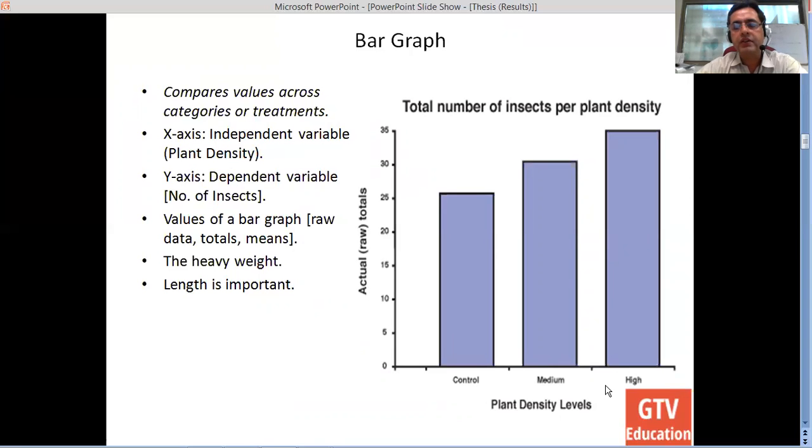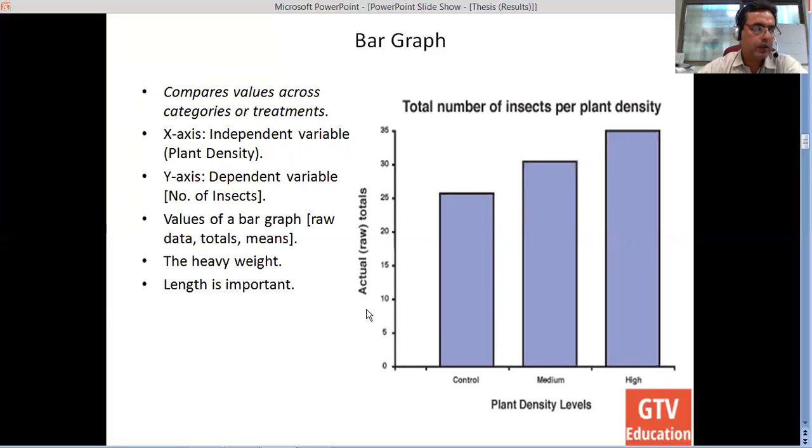Things that are called the independent variable. So the independent variable is usually denoted by x, so it is along the x-axis. Here the plant density is the independent variable, and this is the number of insects per plant, which is the dependent variable.